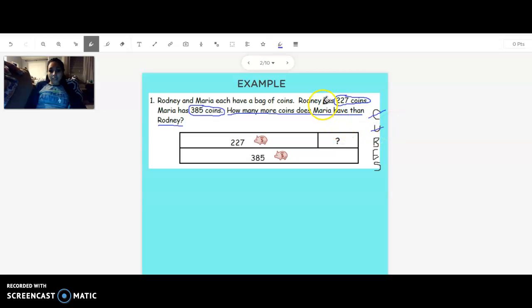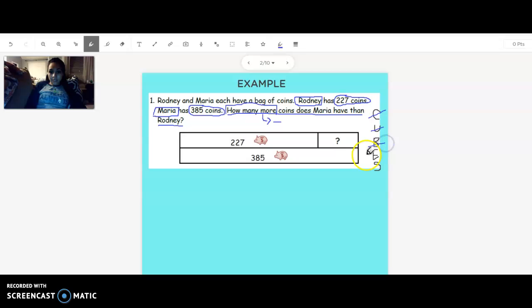Now I need to box in some keywords. So I know that my 227 coins is how many coins Rodney has. I know my 385 coins is how many coins Maria has. And then these three words, how many more? How many more means subtraction. So I'm going to draw a little subtraction sign there to remind me I'm going to be subtracting.